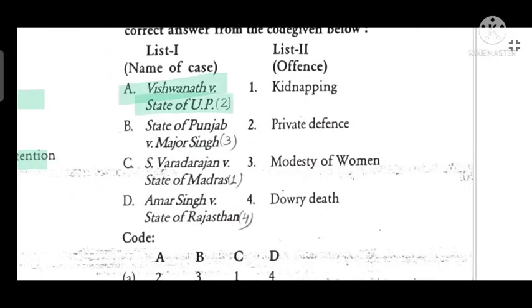Vishwanath versus State of UP, private defense. State of Punjab versus Major Singh, modesty of women. S. Varadarajan versus State of Madras, kidnapping. Amar Singh versus State of Rajasthan, dowry death.